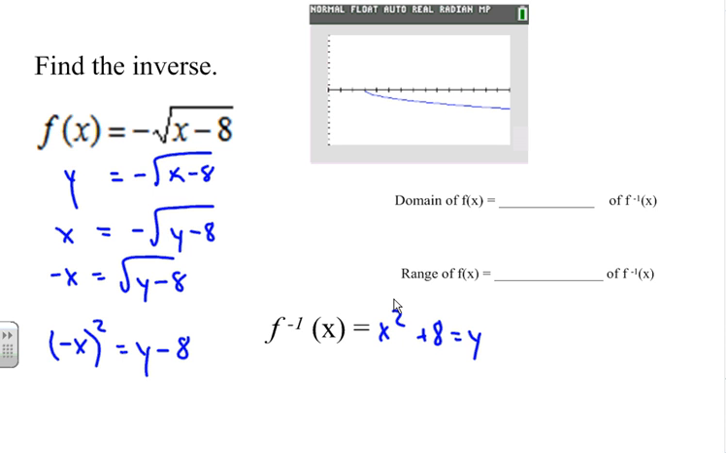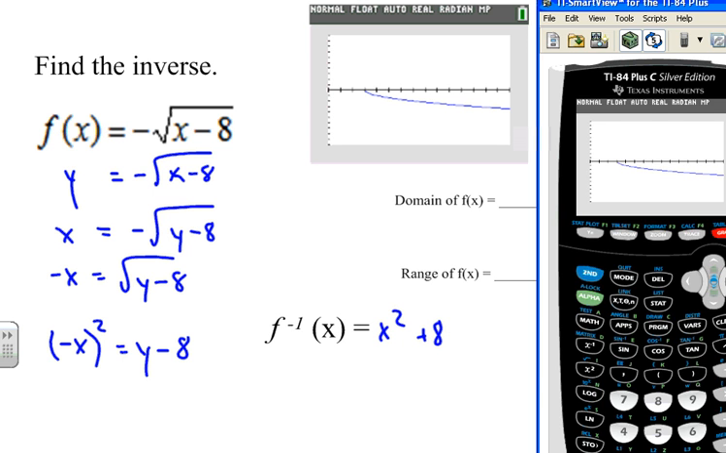We can test it out just to make sure, and I'm going to do that because I'm going to punch that into my calculator. So I'm going to go y equals, and I'm going to punch in x squared plus 8. Now, I'm going to go to Zoom 6 and find out what this looks like. All right, and we have this. Now, in my window, I'm going to make this a little bit bigger.